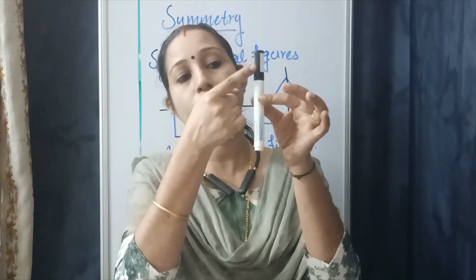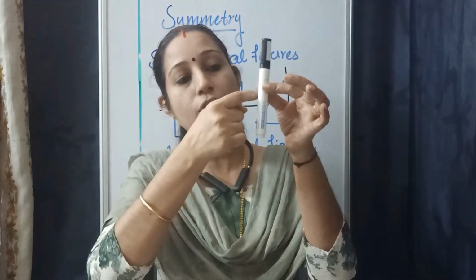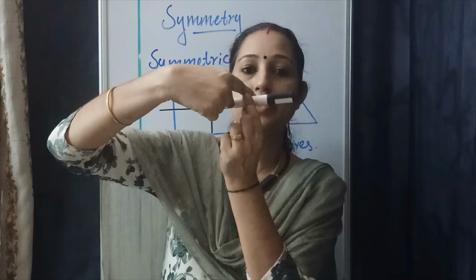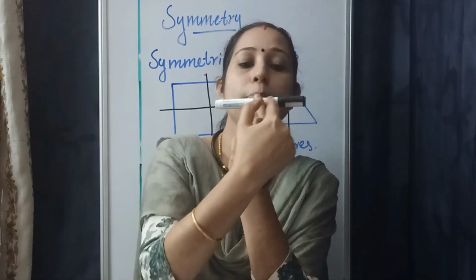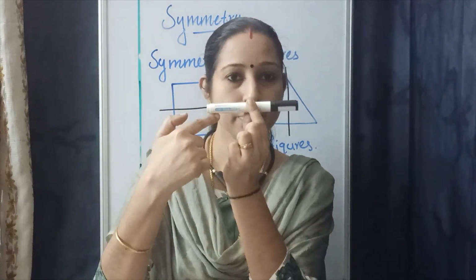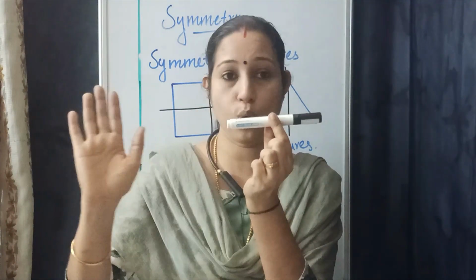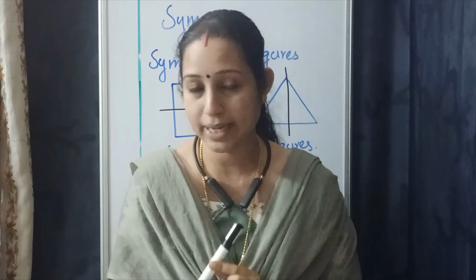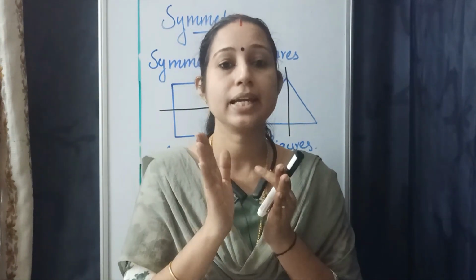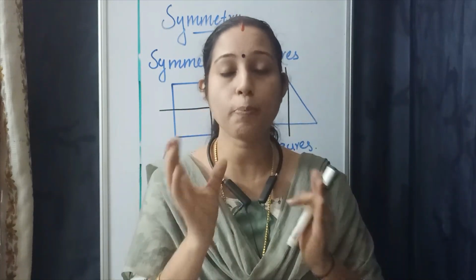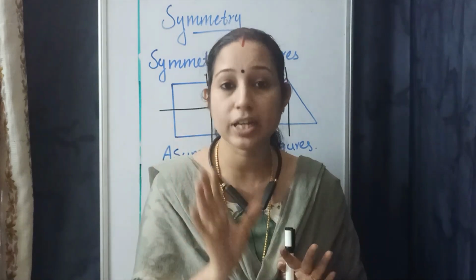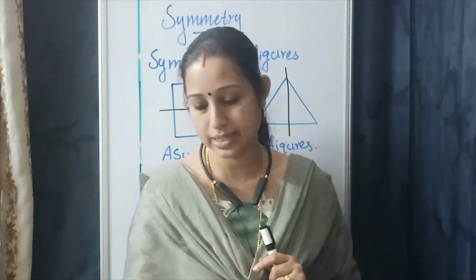See, here at the top there is one thing. If we divide this way, we get two parts. If I cut this pen this way, here I cut, one part is this, one part is this. Are these two parts exactly the same? No. So this pen is not a symmetrical figure. If we divide an object and the two parts are exactly the same, those figures are called symmetrical figures.